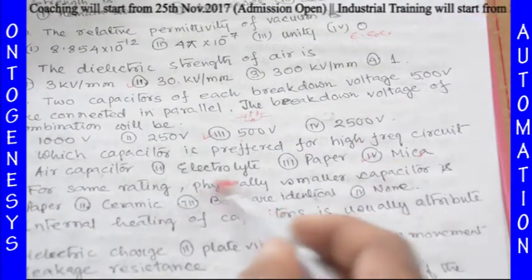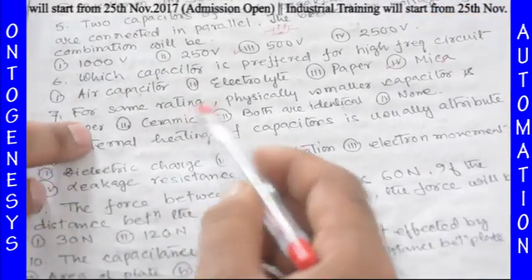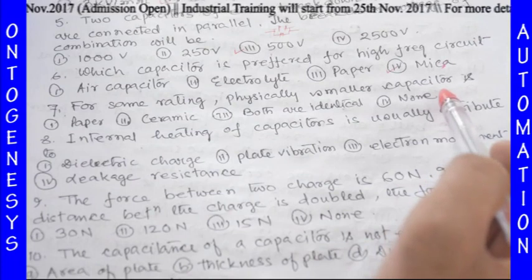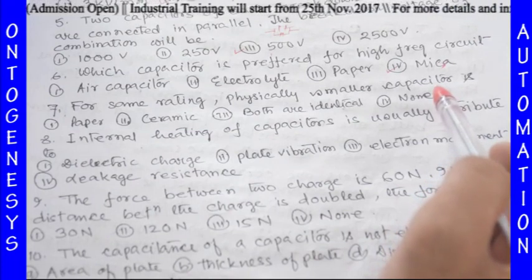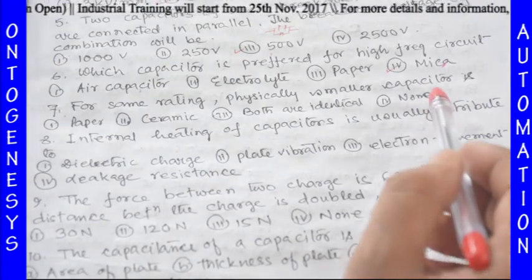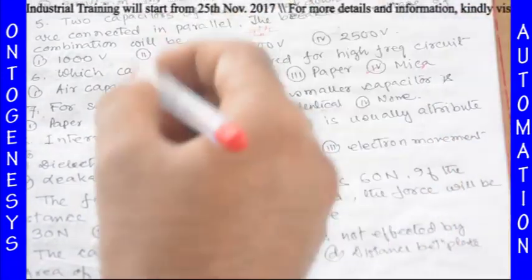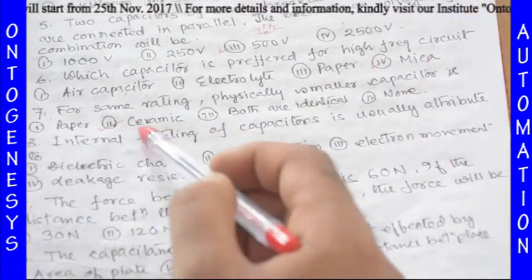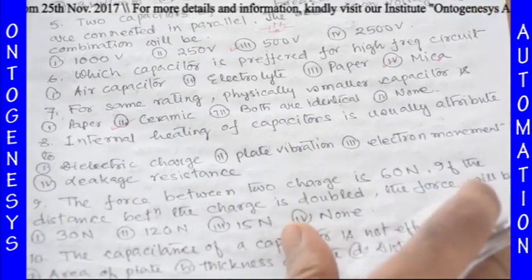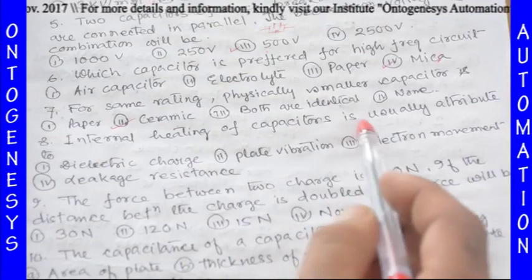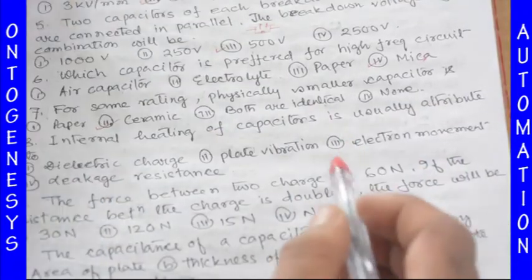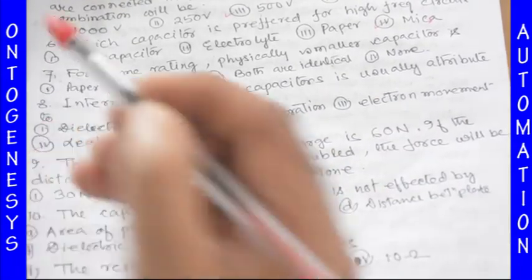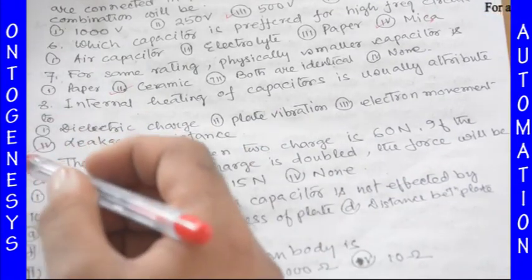Okay, next, for same rating, physically smaller capacitor is, small size capacitor will be your ceramic capacitor. Okay, so ceramic capacitor is smaller than your paper capacitor. Okay. Next, internal heating of capacitors is usually attributed to, see, heating is due to your resistance. So, dielectric charge, plate vibration, electron movement, it is your leakage resistance. It is due to your leakage resistance.